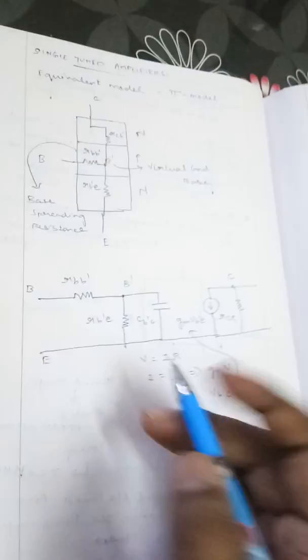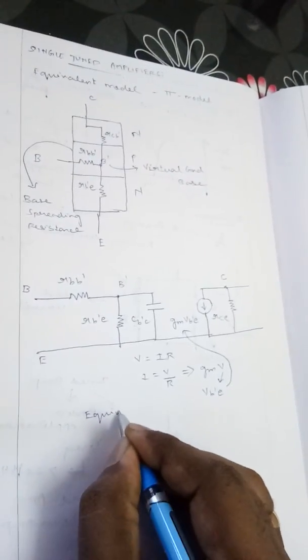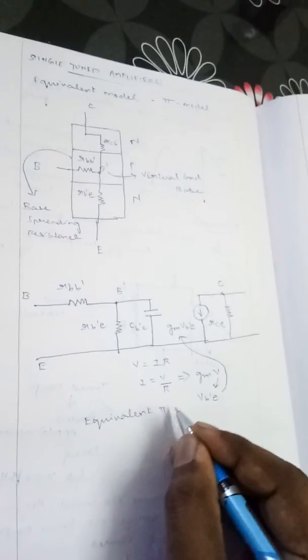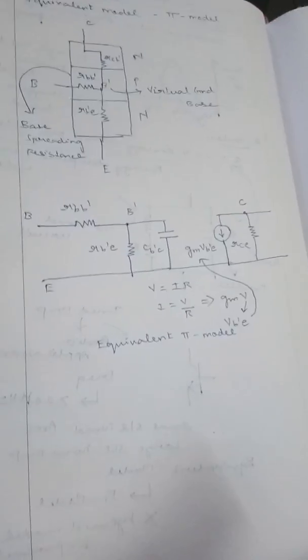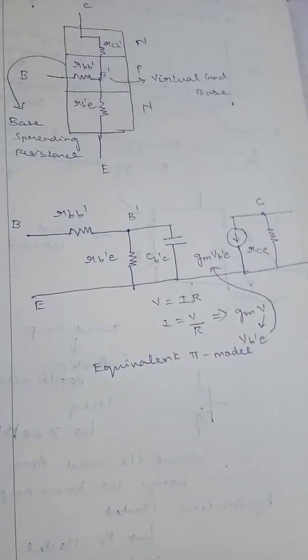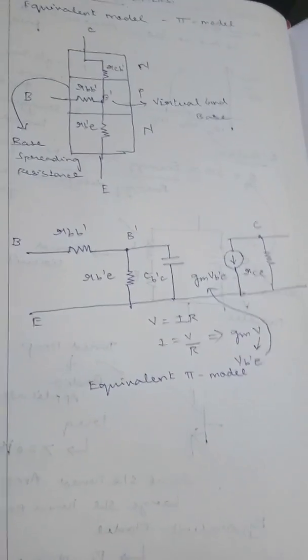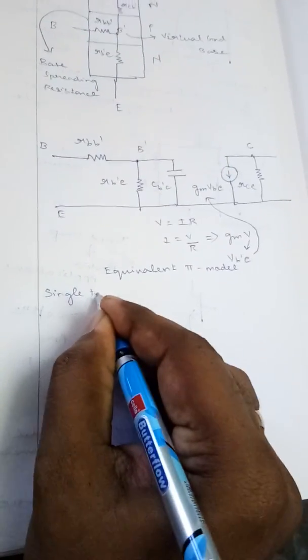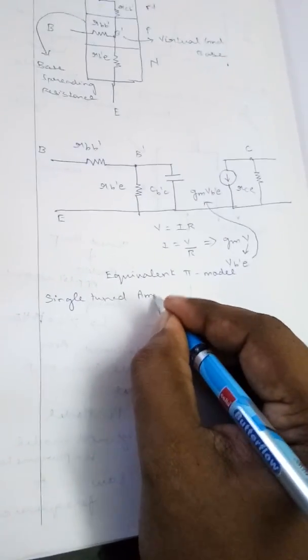Now what I am going to do is take this equivalent pi model circuit for an NPN transistor, and do an analysis related to the single tuned amplifier circuit. So this will be my case. Now I am going to construct a circuit of a single tuned amplifier. For constructing it, let me take an NPN transistor that follows the common emitter configuration.